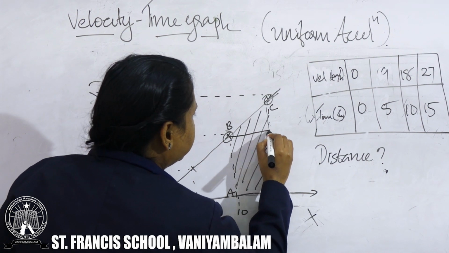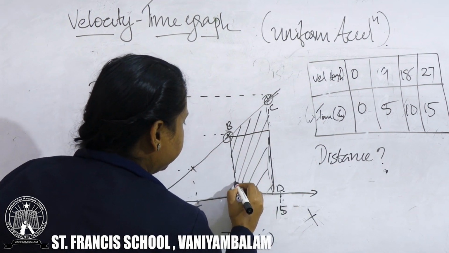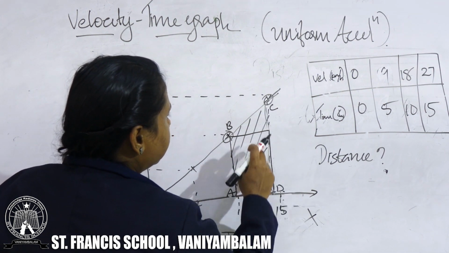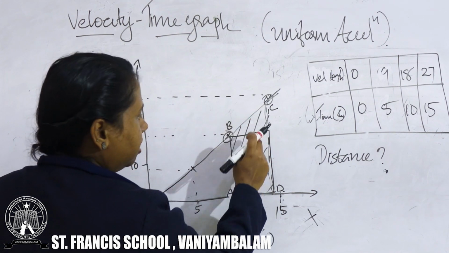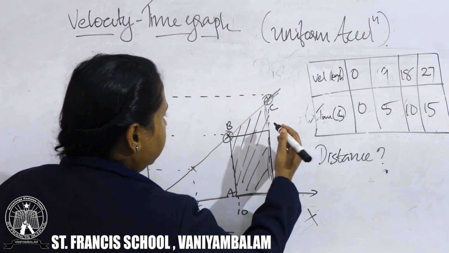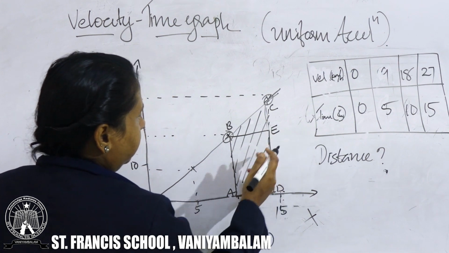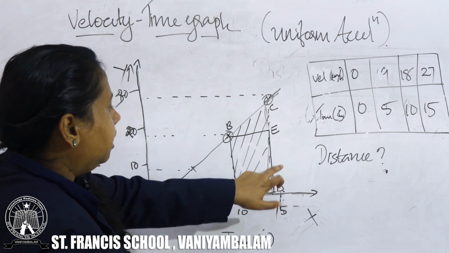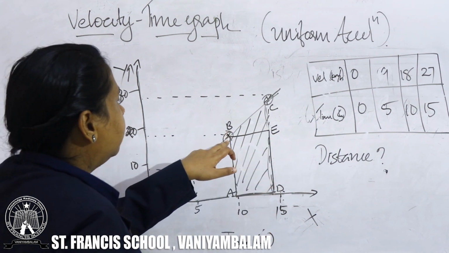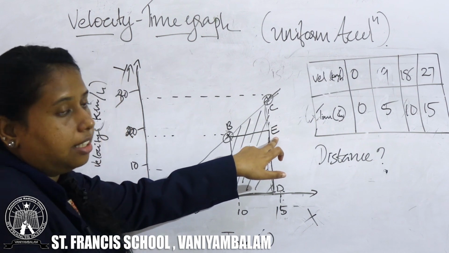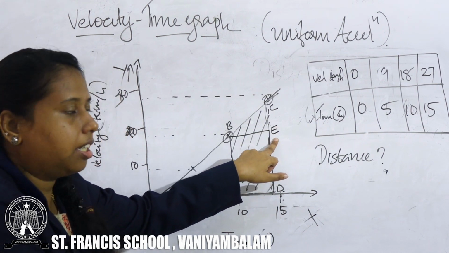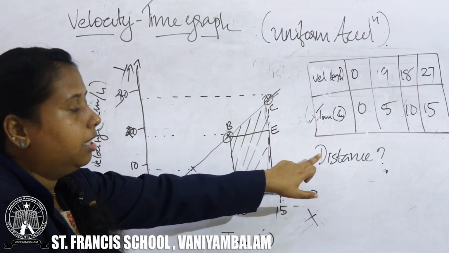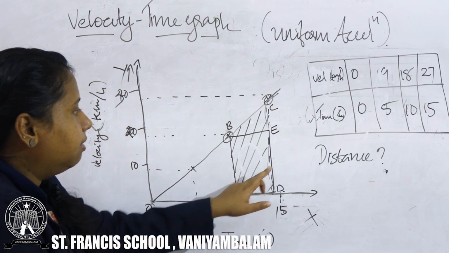To get the distance of this area, we are just splitting this area into 2. So now we are getting a rectangle and a triangle. Suppose I am giving this point the symbol E. So A, B, E, D is a rectangle and B, C, E is a triangle. The total area will give the distance.